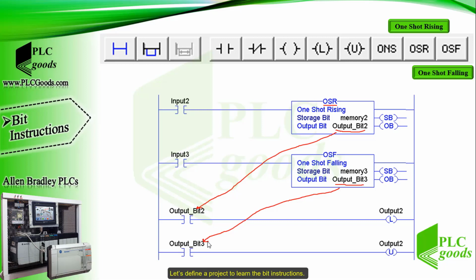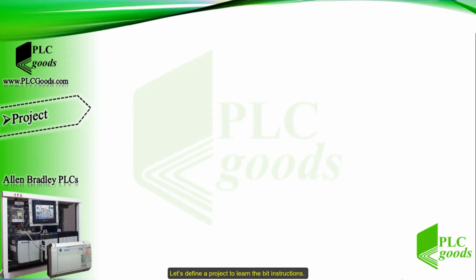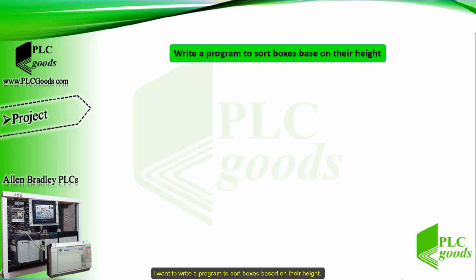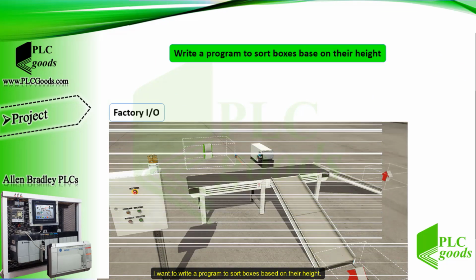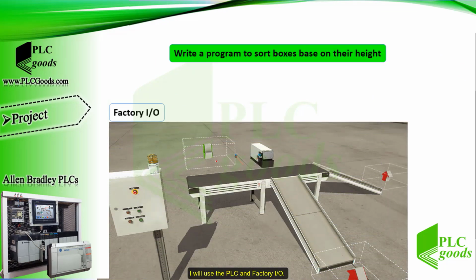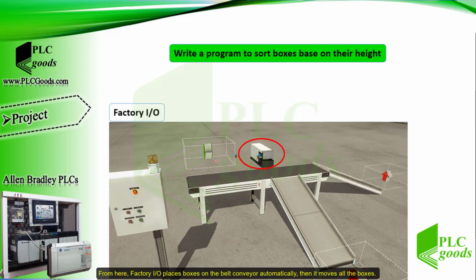Let's define a project to learn the bit instructions. I want to write a program to sort boxes based on their height. I will use the PLC and Factory IO. Obviously, this project includes a belt conveyor, a control box, and a pusher. From here, Factory IO places boxes on the belt conveyor automatically. Then it moves all the boxes.